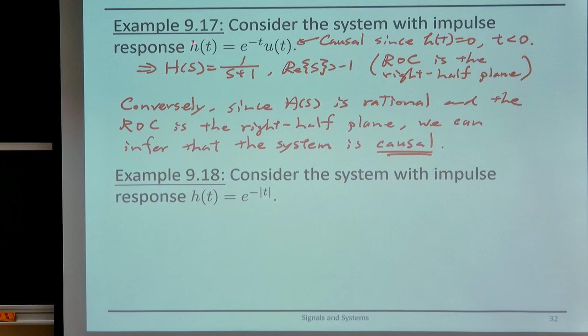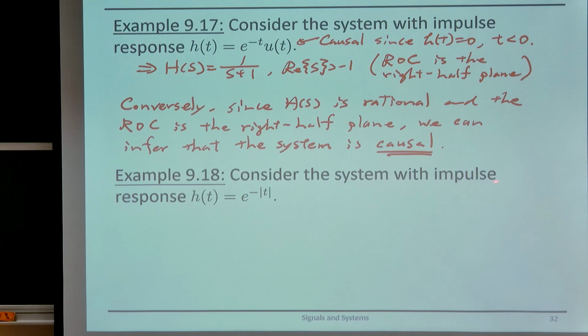So for this case, not only can we infer from the impulse response that the Laplace transform has an ROC that is the right half plane, but actually because this is rational, the reverse statement is also true. Knowing that the ROC is the right half plane, we can infer that the impulse response is causal.